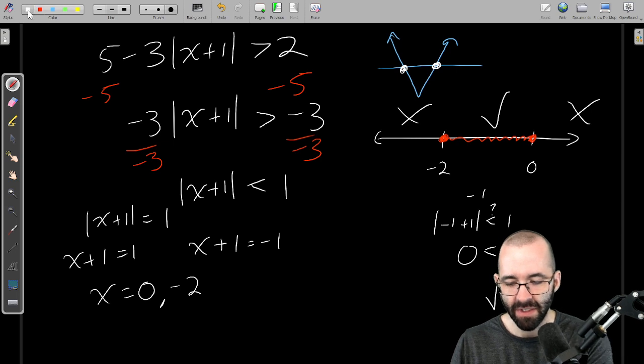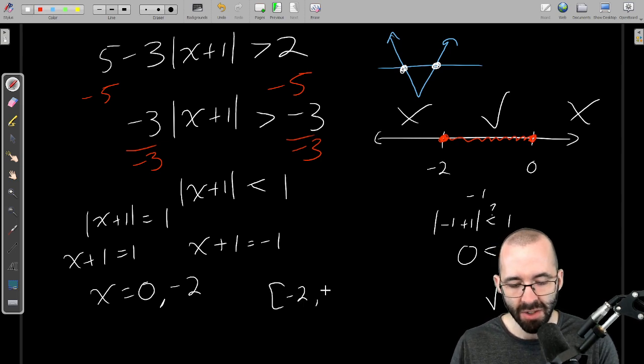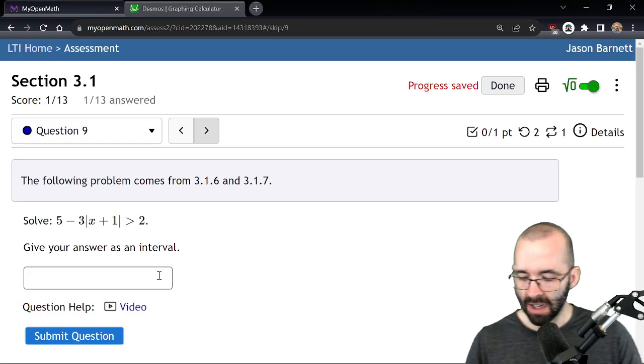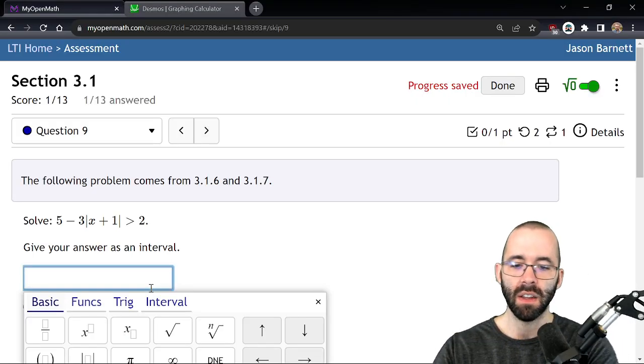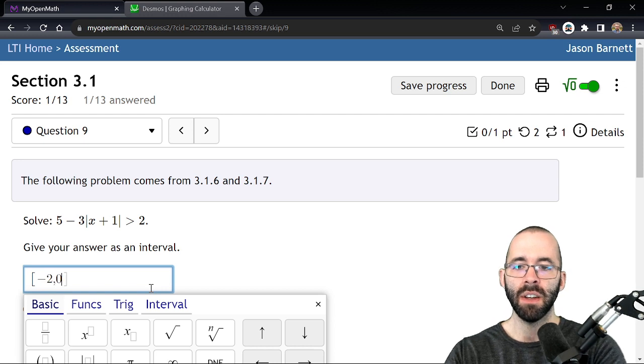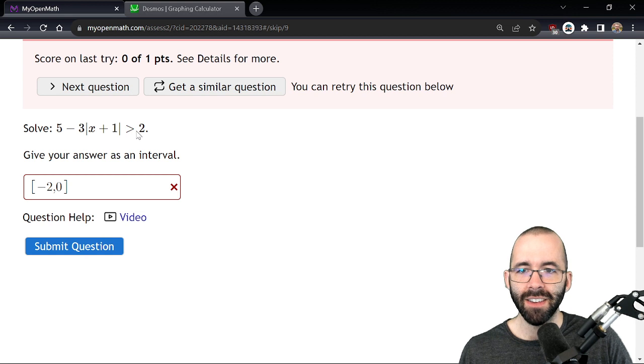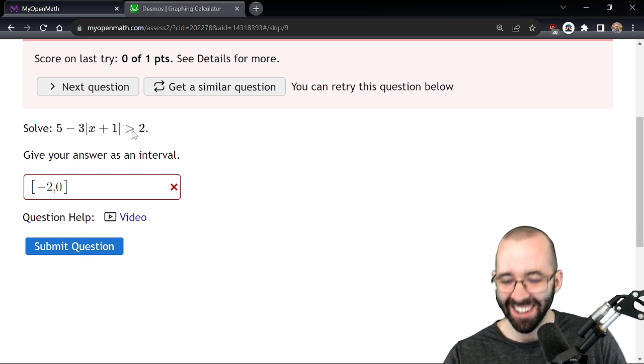All right. So in interval notation, our answer will be -2 up to 0. Now we can input that into MyOpenMath. It does want interval notation. So bracket, -2 up to 0, bracket. See how we did?